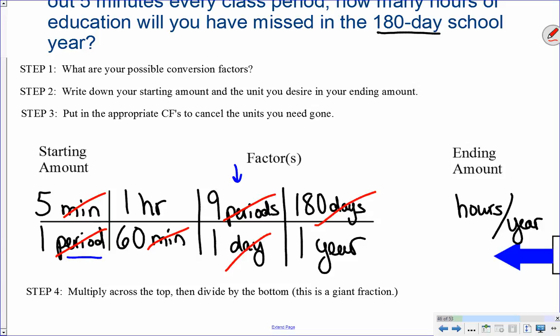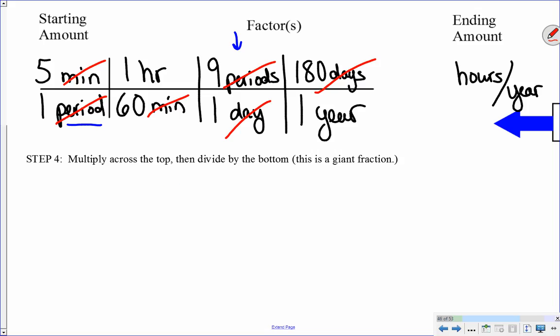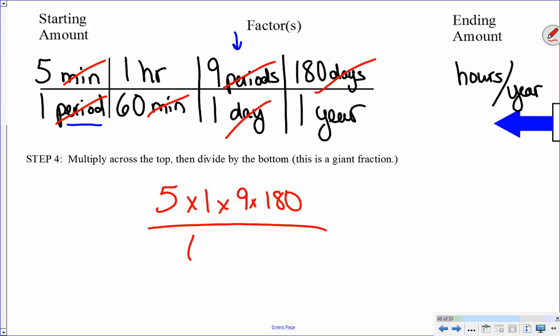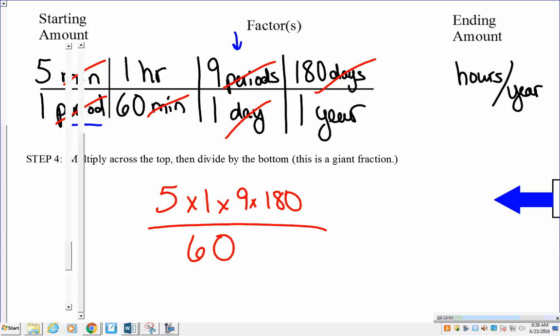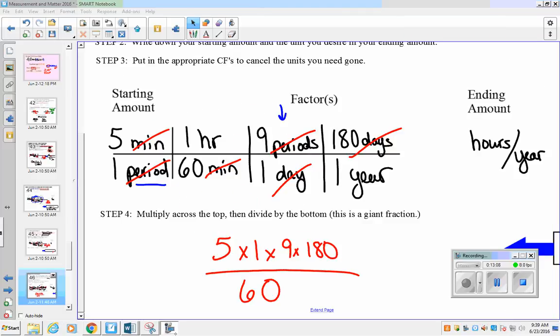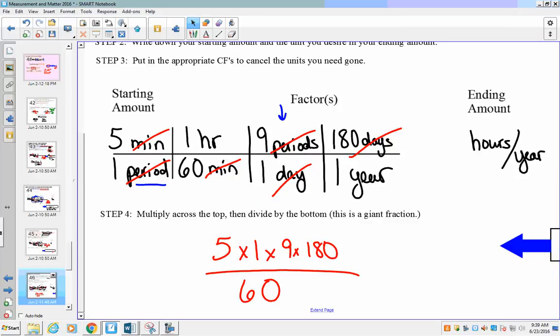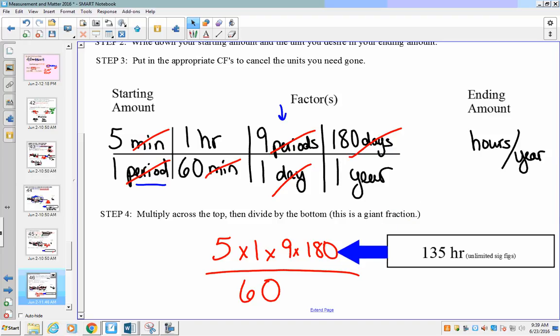So mathematically speaking, what we're doing here is we're doing 5 times 1 times 9 times 180 over 60. Basically like a giant fraction. So if you go ahead and you punch this in, sorry, a little confusion there. This will be 135 hours.